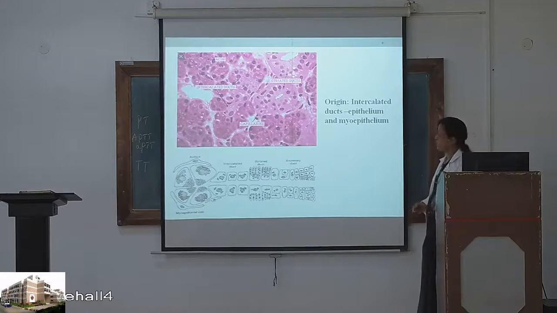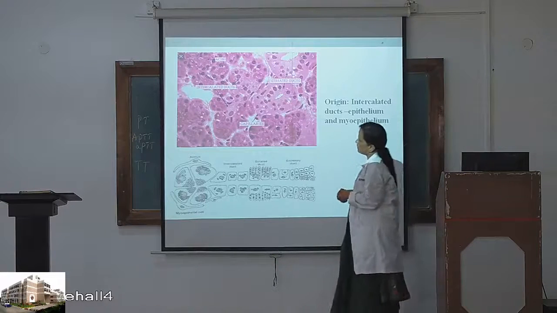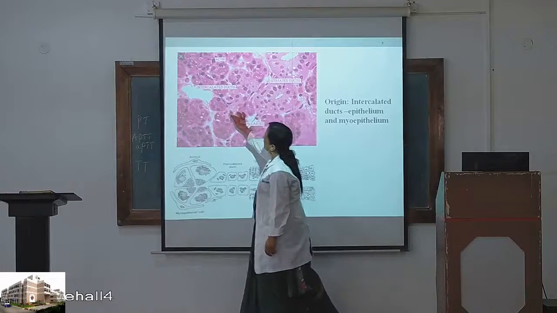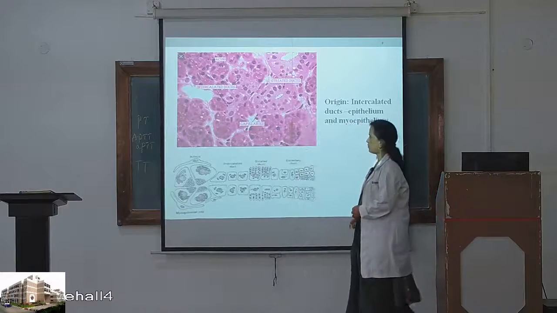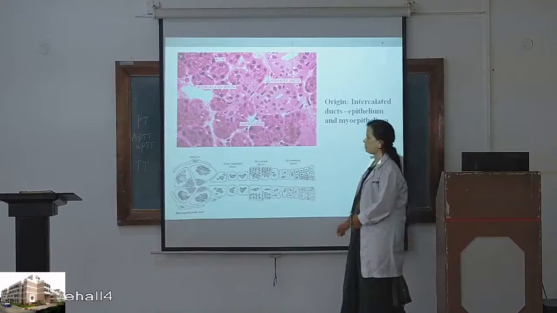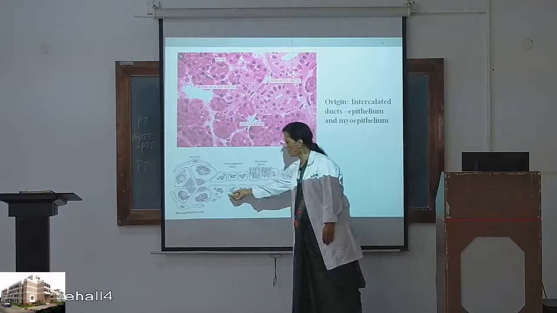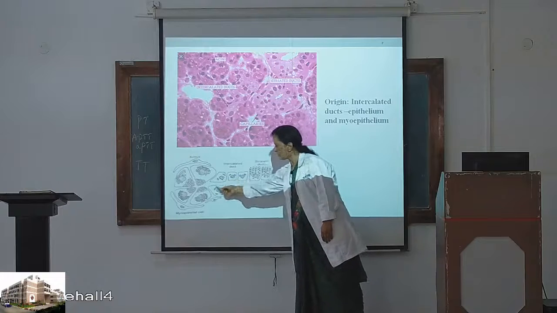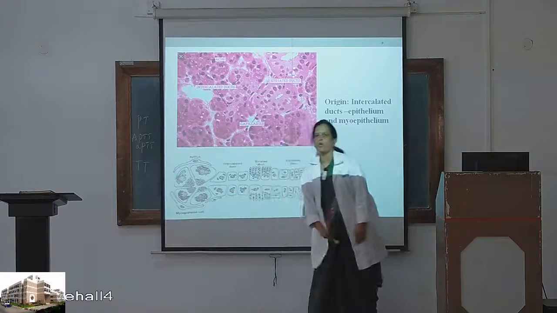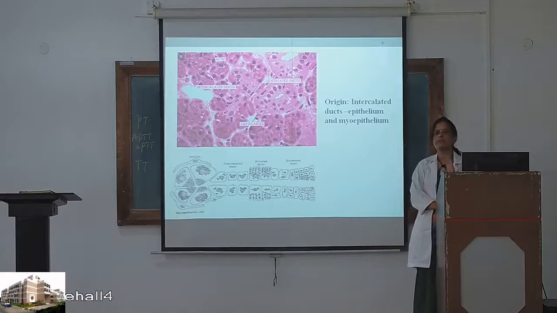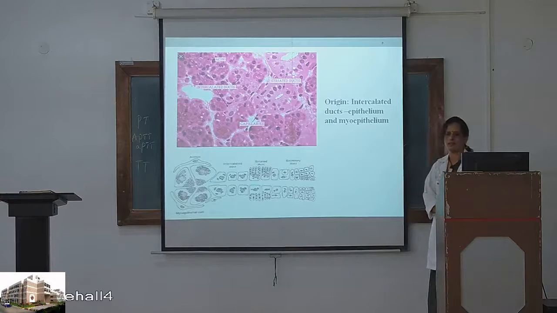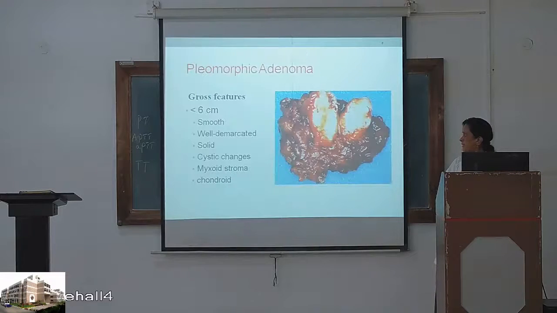Now, under histology, we are seeing this. These are the intercalated ducts. The diagrammatic representation was very well made out, the same thing you saw in the previous one. So these are the intercalated ducts, and this is the origin. Pleomorphic adenoma arises from the cells lining the intercalated duct. What are the cells? Epithelial cells and myoepithelial cells.